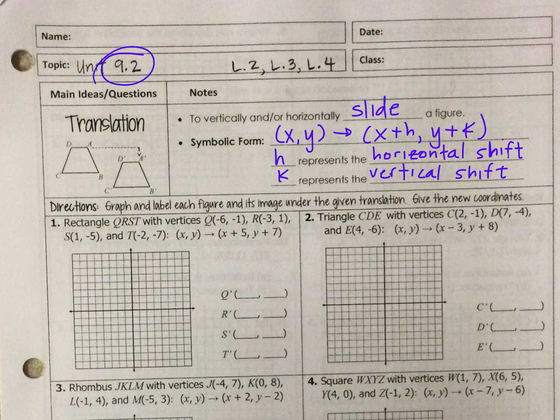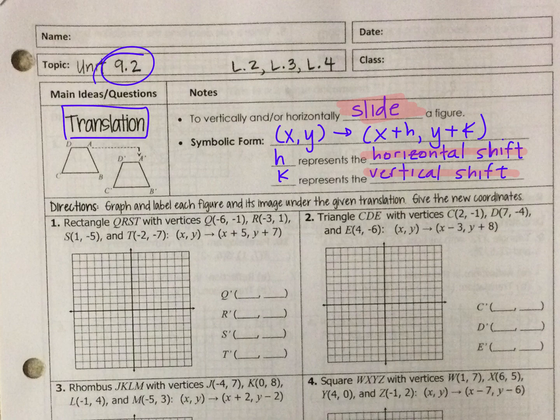All right, these are our 9-2 notes. We are going to talk about translations. When we were reflecting, we were just flipping a shape over. When we do translations, all we're doing is sliding, okay? So when we slide, we write it as (x, y), and then we add something to the x and we add something to the y. We call that h when we talk about the horizontal shift. That's what we add to the x, and we use the letter k when we're talking about our up and down vertical. It'll make sense in one second.